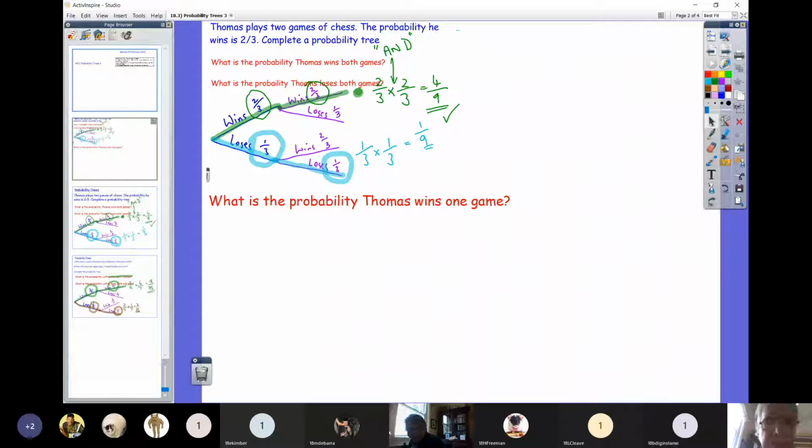So we've got a bit of a lag. There we go. So Thomas plays 2 games of chess. The probability he wins, complete a probability tree. We did that 2 lessons ago. And then last lesson, we were working out the chances that Thomas wins both games or loses both games. Today, we're going to need to be able to answer the question, what is the probability Thomas wins just one game? So let's just go and redo the tree diagram.